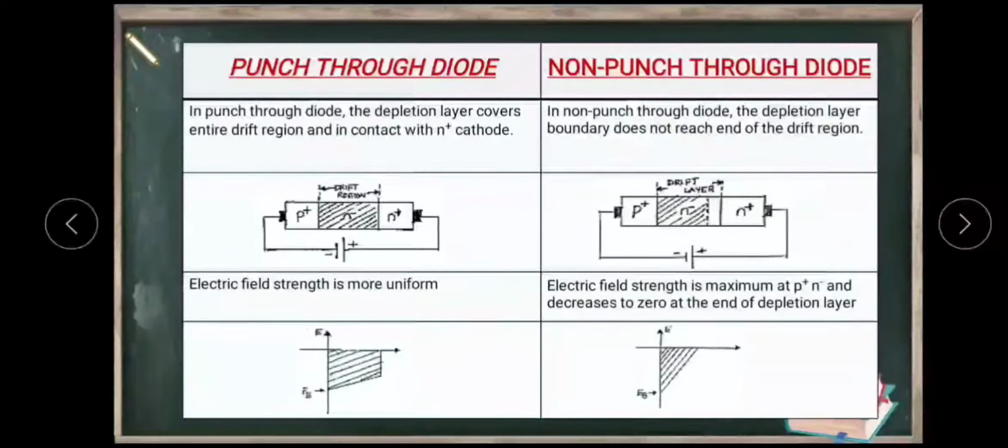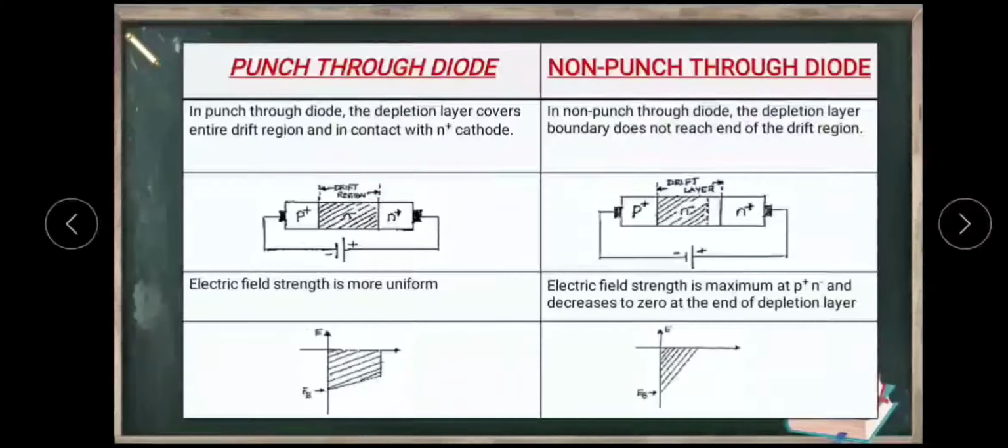In case of punch through, there is a formation of depletion region here. The depletion region covers the entire drift region, that we call a punch through diode. So what is punch through? Formation of depletion region covers the entire drift region. In the same way, non-punch through is nothing but the formation of depletion region where the boundary does not reach the end of the drift layer, that we call non-punch through.